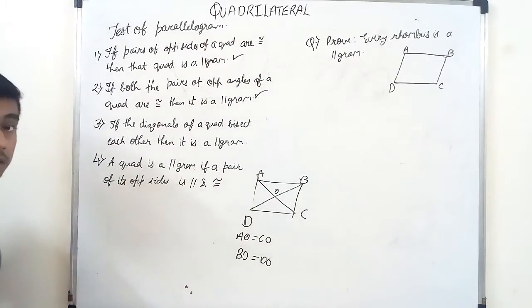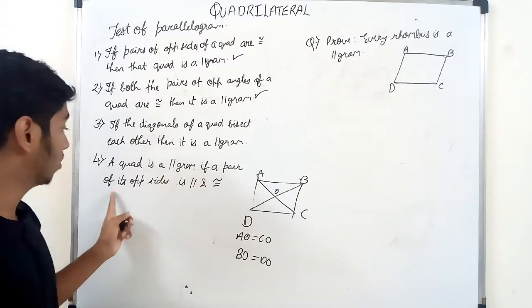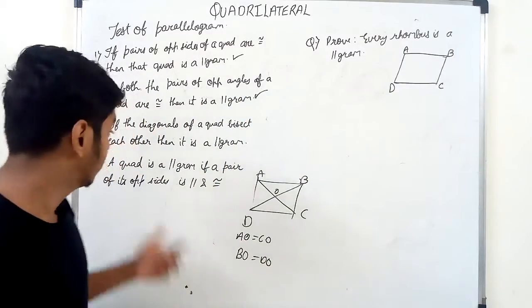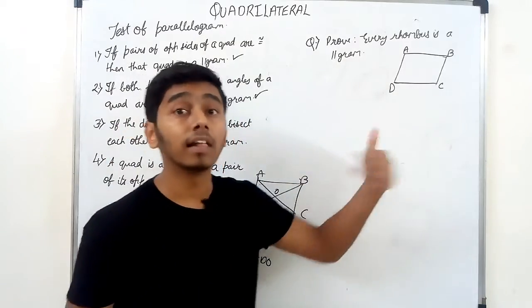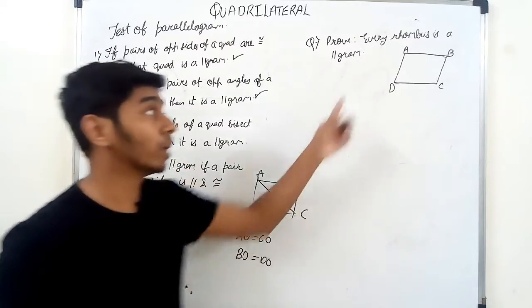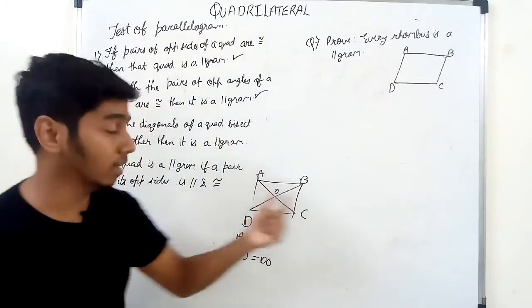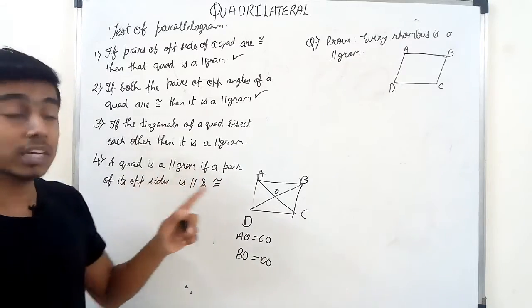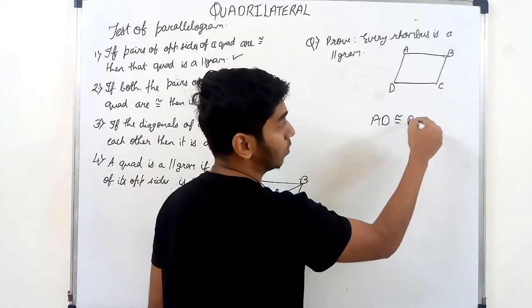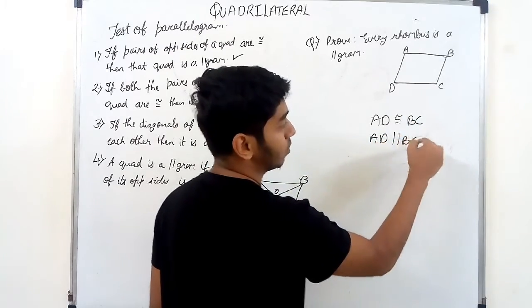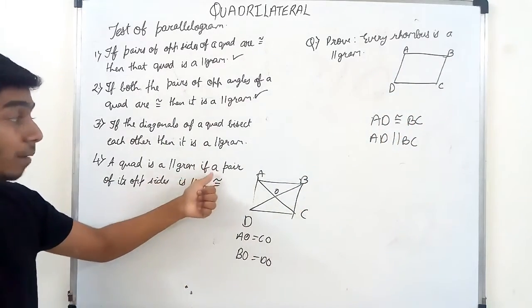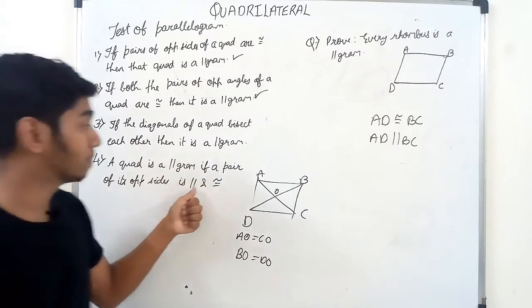The last one says a quadrilateral is a parallelogram if a pair of its opposite sides is parallel and congruent. So if you consider this quadrilateral ABCD, when will it be a parallelogram? If any one pair of opposite sides, like if I say AD is congruent to BC and AD is parallel to BC. So any one pair of opposite sides is congruent and parallel both. A pair means a single pair of its opposite sides is parallel and congruent.